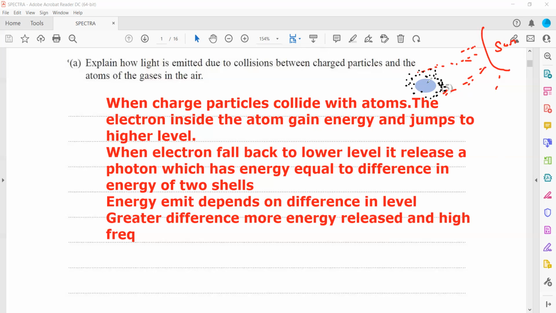So when these charged particles collide with these atoms in the atmosphere, they cause the electrons to jump from one level to another. So electrons which are in the lower level collide with the charged particle, gain energy, and jump. And when these electrons jump, they will remain there for some time. And when these electrons return back, they give out a characteristic energy which is equal to the difference in the energy of the two levels, or they will give out a characteristic photon.